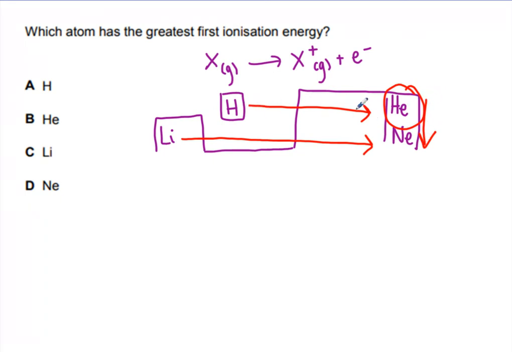So helium, we're going to increase to helium and then decrease down to neon. Helium is going to be the one with the greatest first ionization energy.